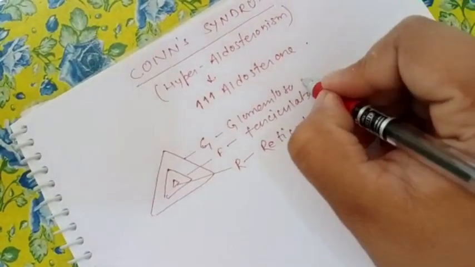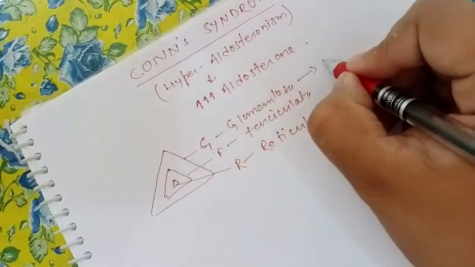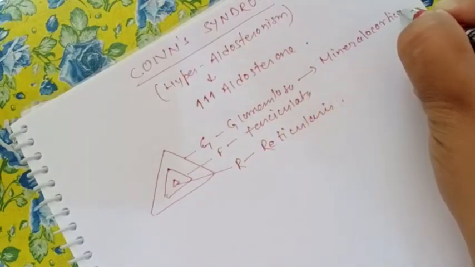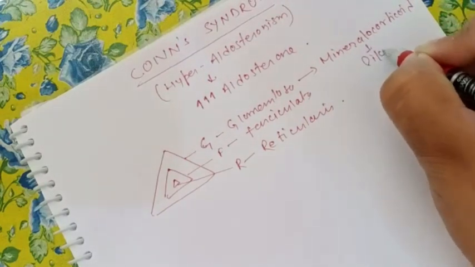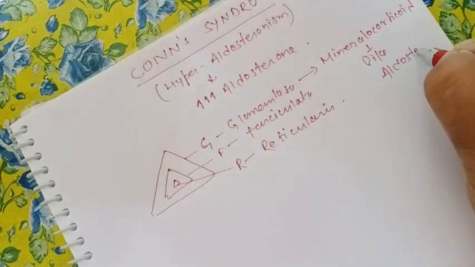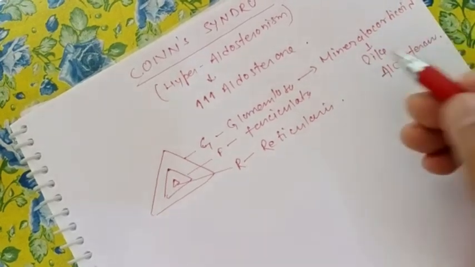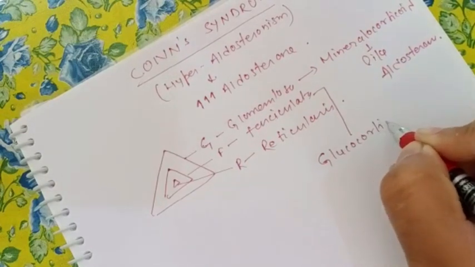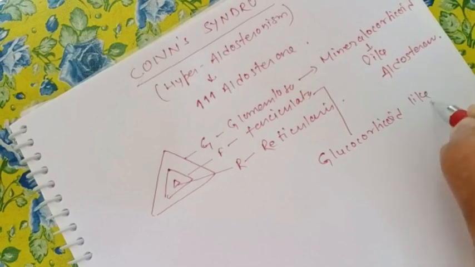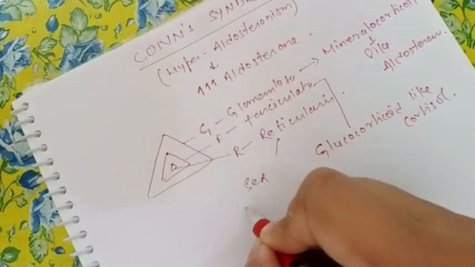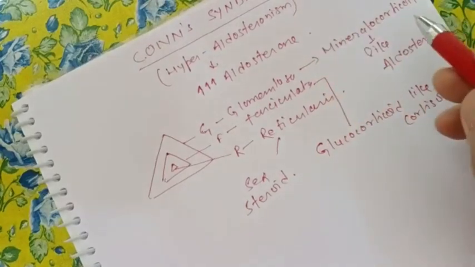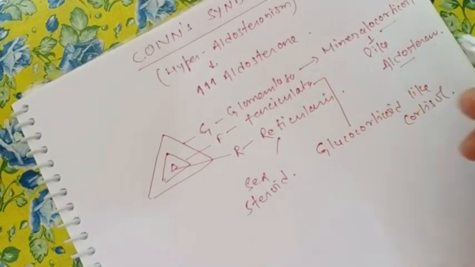Since we know glomerulosa is the outermost layer, it releases mineralocorticoids like aldosterone. Fasciculata releases glucocorticoids like cortisol. Reticularis releases the sex steroids. So since we are studying Conn syndrome, we are mainly concerned with the mineralocorticoid, aldosterone.